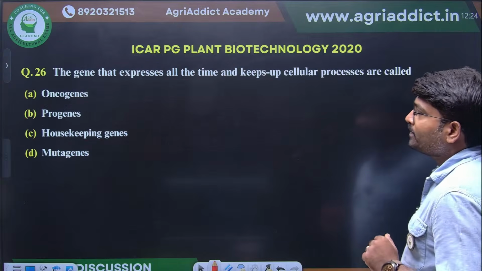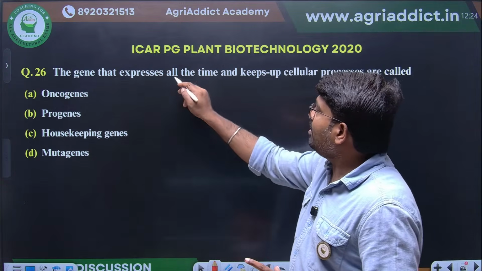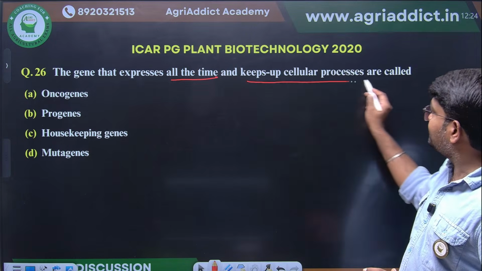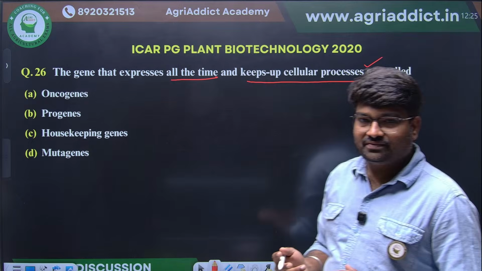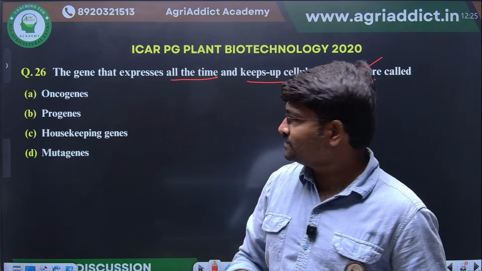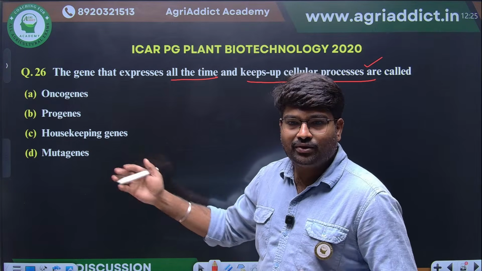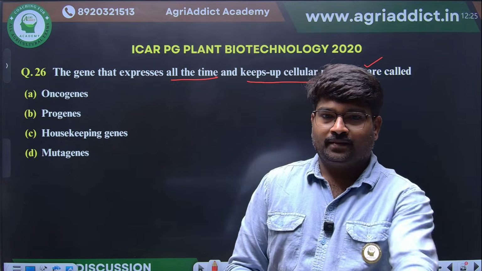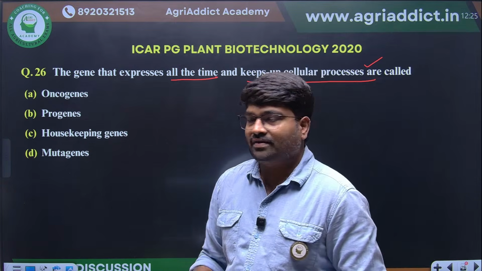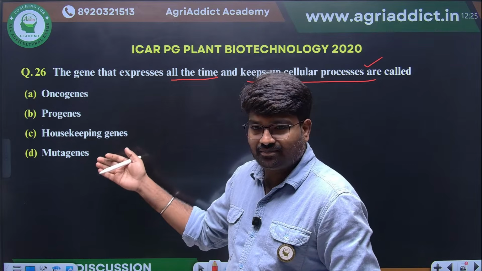Okay. The genes that express all the time and keep up cellular processes are called which genes? Which genes will be expressed at all times? Whether it's an oncogene, proto-oncogene, housekeeping gene or mutagen. What will be the answer? Whether it's an oncogene or a proto-oncogene or housekeeping gene, yes.